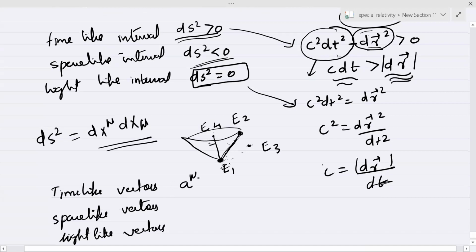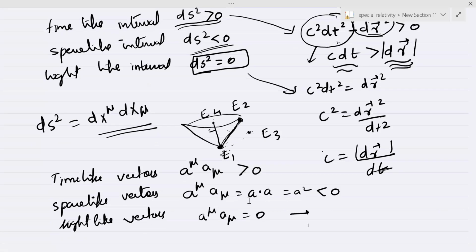For time-like vectors, a mu, or a dot a, is greater than 0, just like here, because this is dx mu. For space-like vectors, a dot a, which we can also write as a square, is less than 0, then we say this vector is space-like. And if it is equal to 0, we say that it is light-like. Is this clear? So when we say a time-like vector, it means that the scalar product with itself is greater than 0.